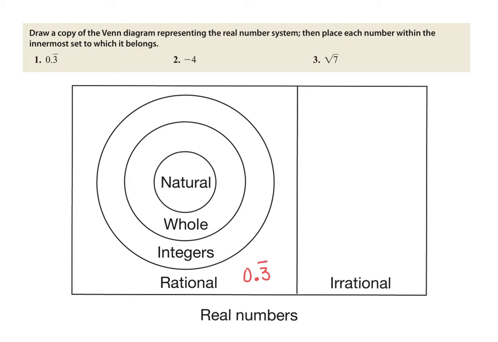The next one is -4. What is the smallest number set that starts with negative numbers? Your integers. And so you would put your -4 here for the integers. Square root of 7. Any radical that does not simplify is going to be irrational. So you would put your square root of 7 there.